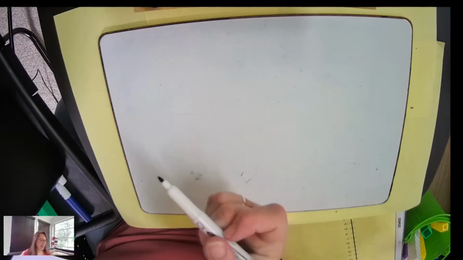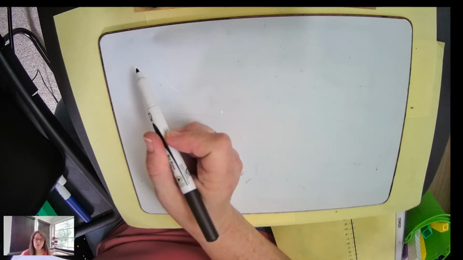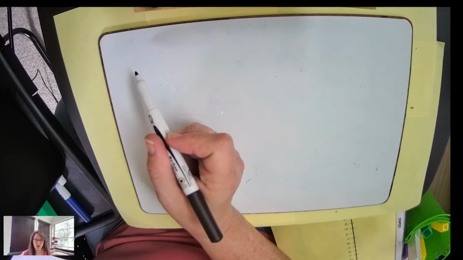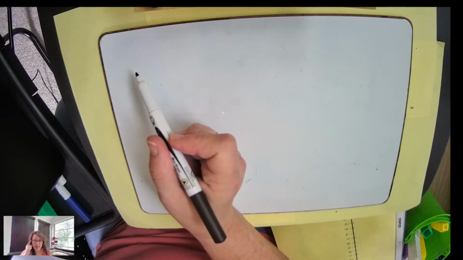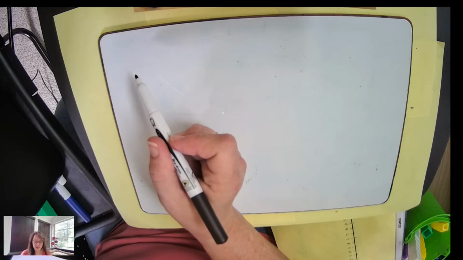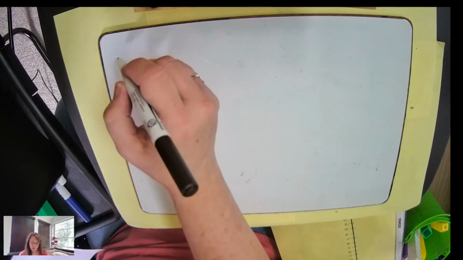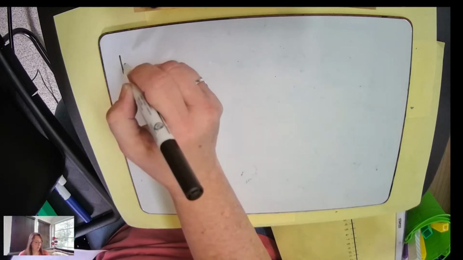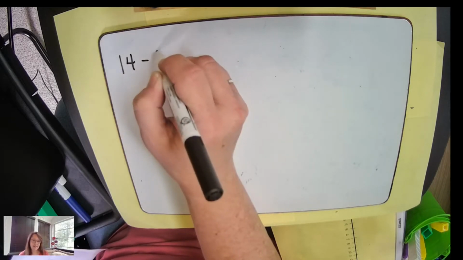Okay. I'm going to write a problem down here, and I want you to think about the strategy that you might use to solve each of the problems I write down. Try to do this in your head. Okay, here's the first problem. The first problem is 14 minus 10.